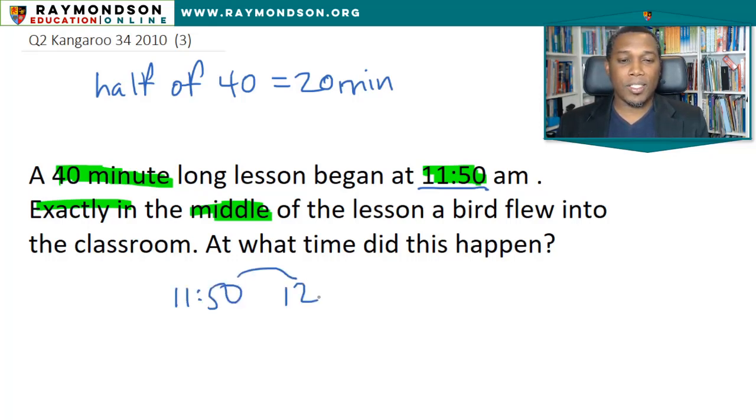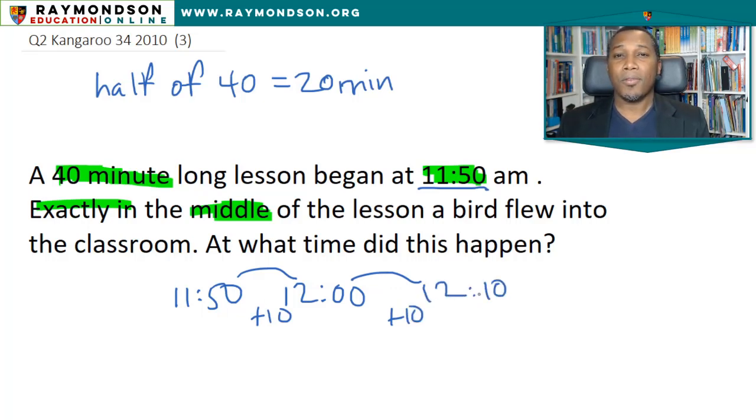10 minutes will get me to 12 midday, and then I add another 10 minutes, and it's going to get me to 12:10, right after noon. So 12:10, is that AM or PM? 12:10 during the day, AM or PM? It's PM. That's right. So your answer for this question is 12:10 PM.